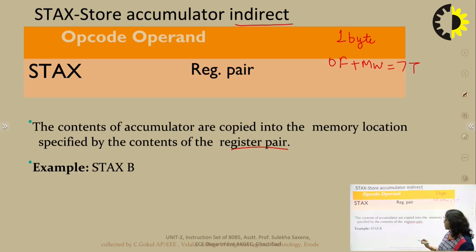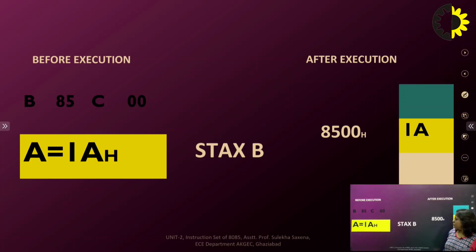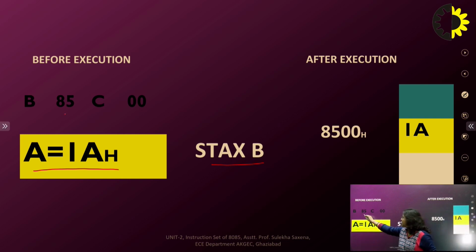The register pair can be BC or DE. Let us study STAX B. Before execution, let the accumulator contain 1A, and we run STAX B. The BC register contains 8500, so this is the memory address 8500. The value of the accumulator is copied to this address, that is, after execution this address will contain 1A.